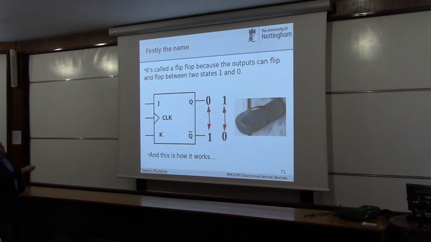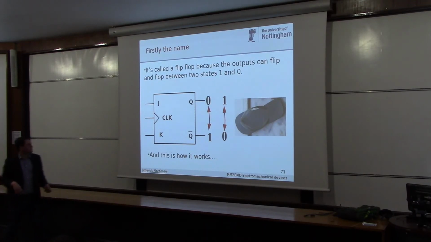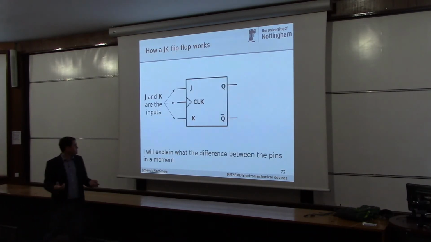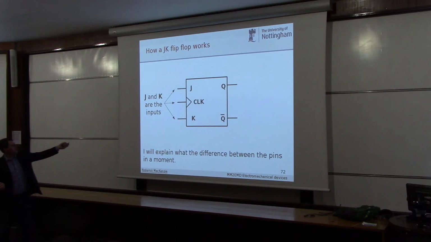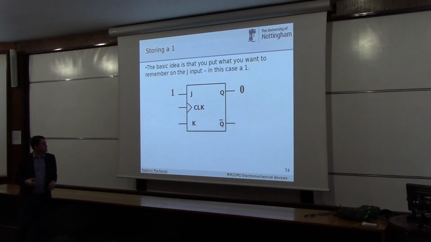Now, this particular device here is called a flip-flop. And it's called a flip-flop because it flips and it flops back between, effectively, 0 and 1 or 1 and 0. So we think of it as a flip. It's like flipping flip-flop as you walk along. And the outputs can either be 0 and 1 or 1 and 0. And this might seem a bit arbitrary, but I'll explain this in a minute. And these are the input pins. So we've got J, clock, and K. And the output pins are Q and Q bar. And I'll explain what Q bar means in a minute.